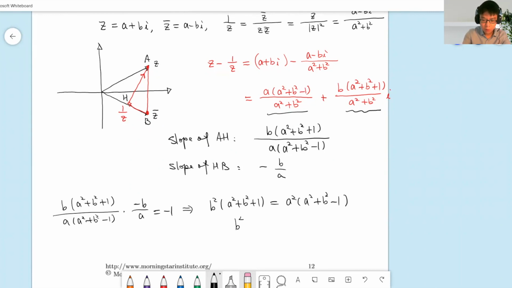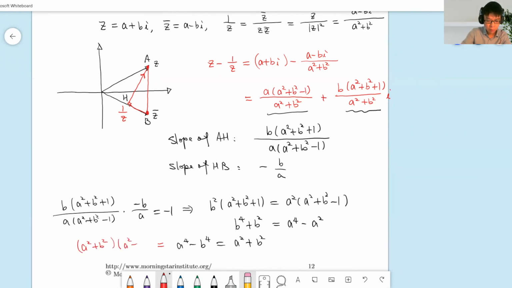Okay, b fourth plus b squared equals a fourth minus a squared. And so we have a fourth minus b fourth equals a squared plus b squared. Now the left-hand side is a difference of squares. It can be written as a squared plus b squared times a squared minus b squared. So we can cancel a squared plus b squared.